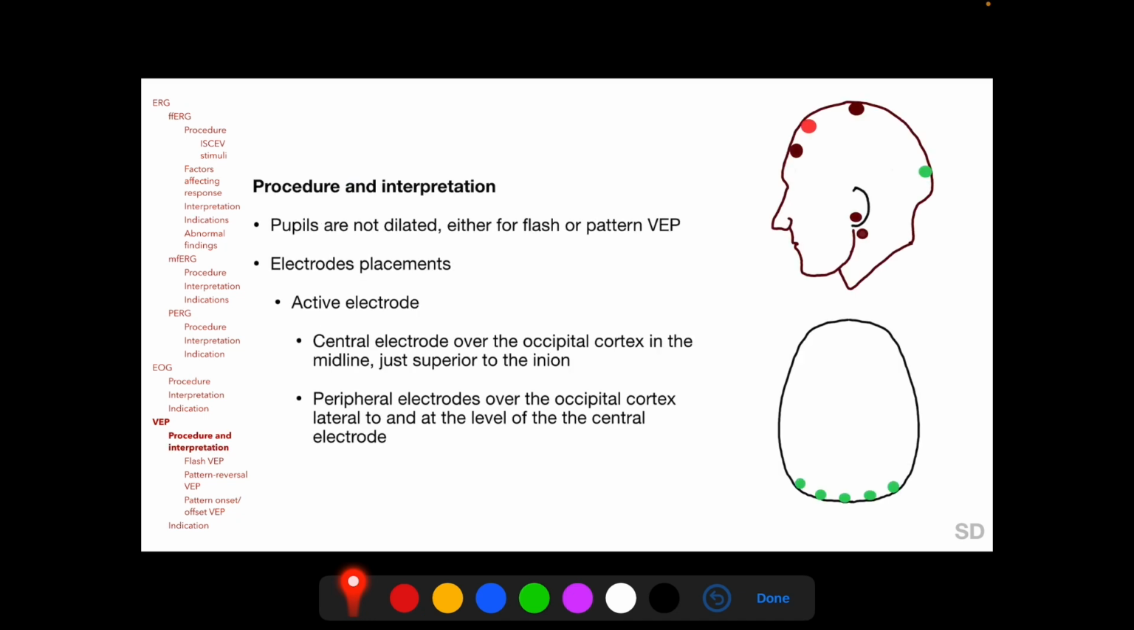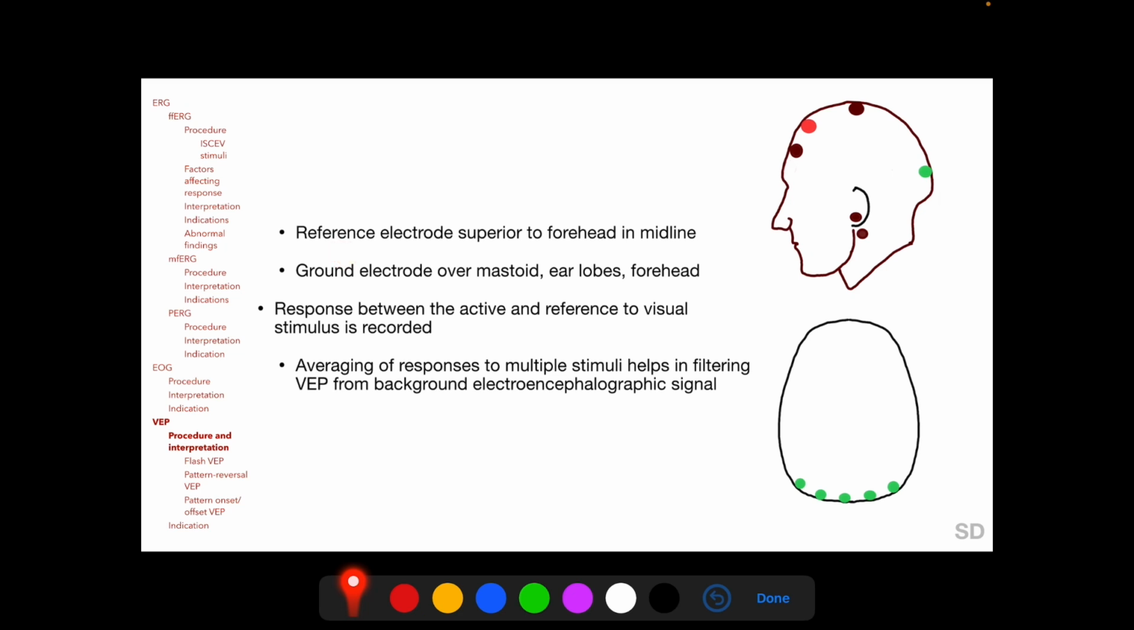For VEP, pupils are not required to be dilated, and active electrodes are positioned over the occipital cortex just superior to the inion, both on the midline as well as lateral to the midline but at the same level. The reference electrode is positioned superior to the forehead in the midline, and the ground electrode can be positioned over the mastoid, earlobe, forehead, or at the vertex in the midline. Response to a visual stimulus is recorded as the difference in potential between the active and reference electrodes, and averaging of responses to multiple stimuli helps in filtering VEP from background electroencephalographic signals.